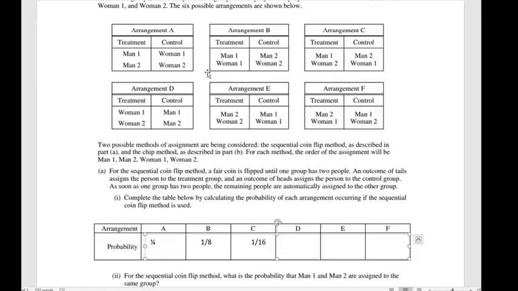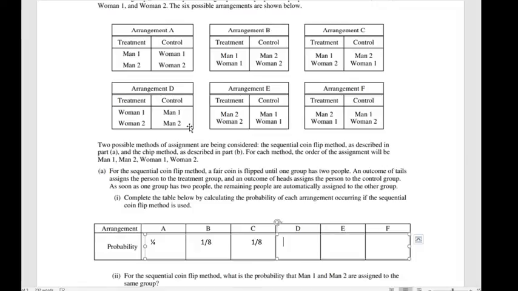For arrangement D, actually, I apologize. I was incorrect here on arrangement C. We're going to go back for a second. My apologies. So once we've filled up the control group, we are done there. So that should be 1/2 times 1/2 times 1/2. That should be 1/8 right there. That was my mistake.